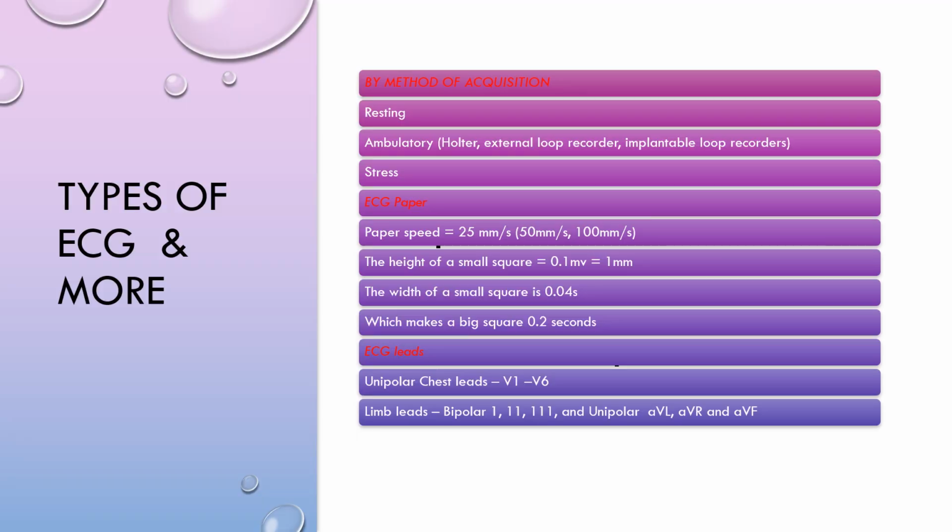So let's go on to types of ECG. By method of acquisition, you can have a resting ECG, which is a 10-second ECG that we take in offices all over the world. I mean, it takes a longer time to prepare the patient.